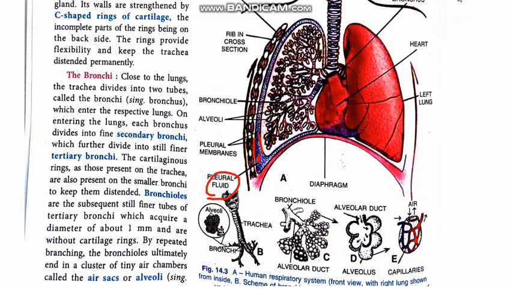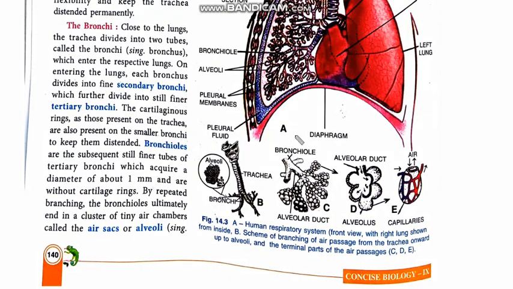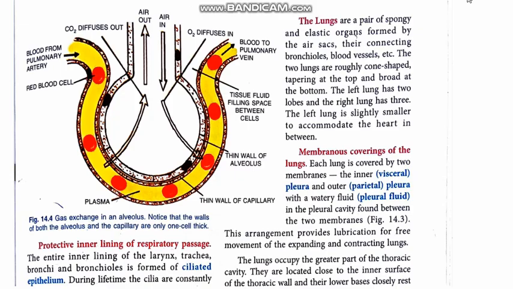Okay, now trachea, then bronchi, this we have seen many times. Okay, and this is bronchiole and this is our alveolar duct. Now this portion is our alveolar duct and this is our alveolus, and we can see that this alveolus is surrounded by very fine capillaries. So now we are going to study the gas exchange in an alveolus. Okay, so this is a very main concept. You must understand this wholeheartedly.